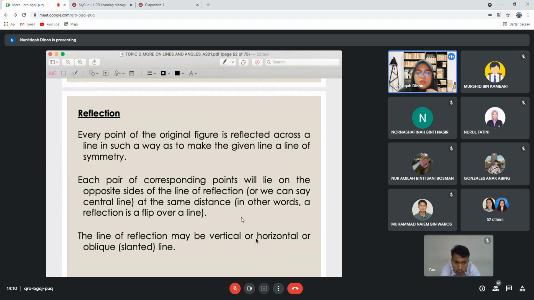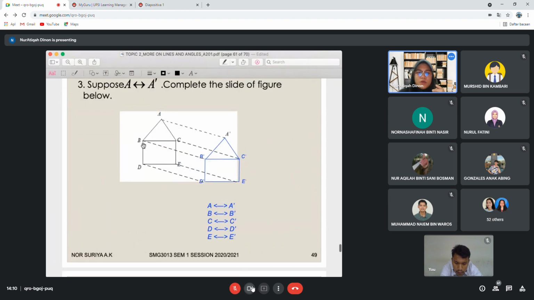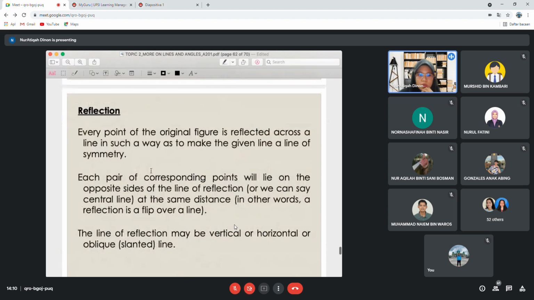It's quite different from the slide, because with a slide, if point B is on the left side, when you draw the transformation of this figure, point B prime will be on the left side as well. But reflection is going to be on the opposite side. Note that it must be at the same distance. In other words, a reflection is a flip over a line.